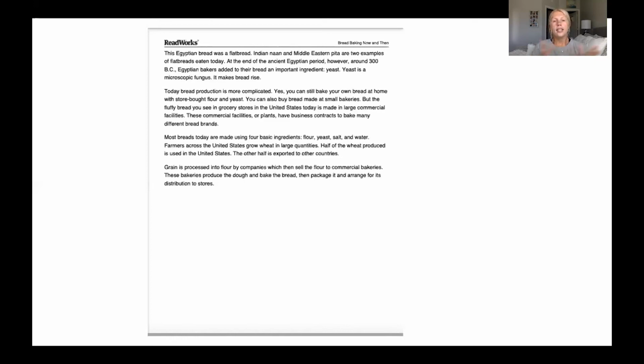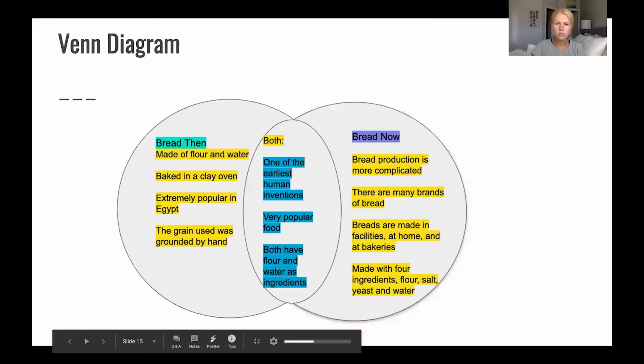So in these texts, you should have gained some information about bread now, bread today, and we should write that into our Venn diagram. And we also should have been able to notice some similarities between bread back then and bread today. If your Venn diagram is not complete, go ahead and pause.